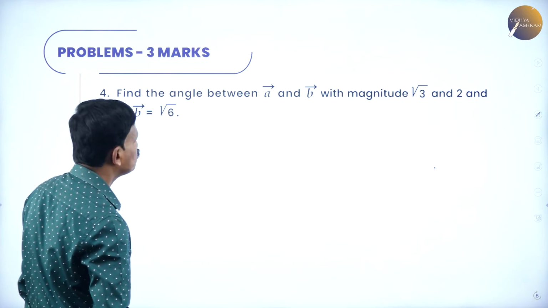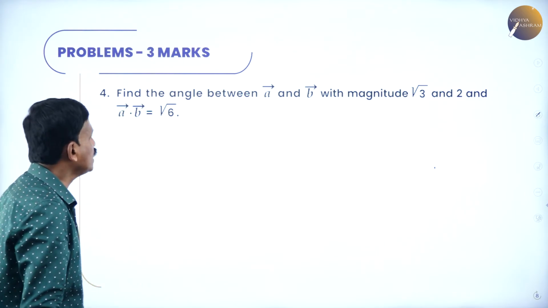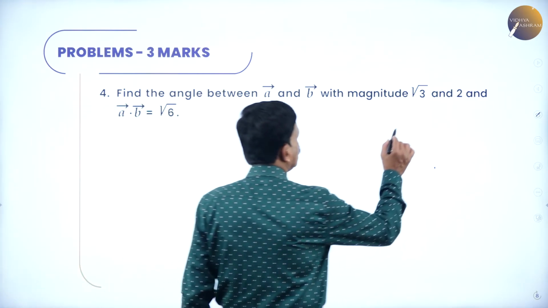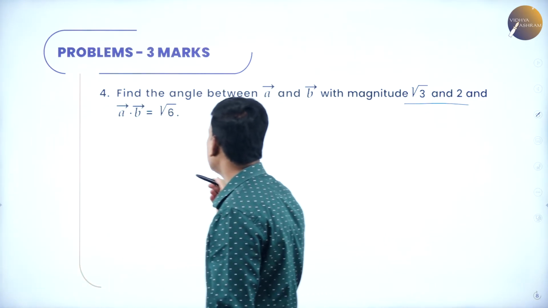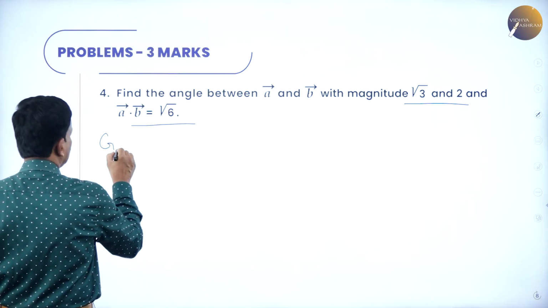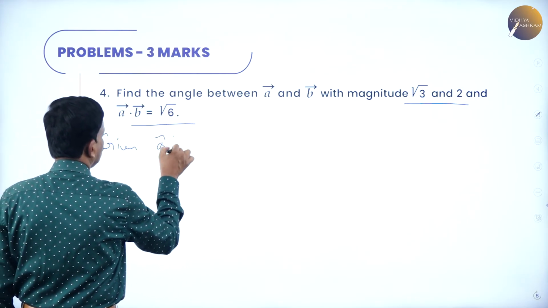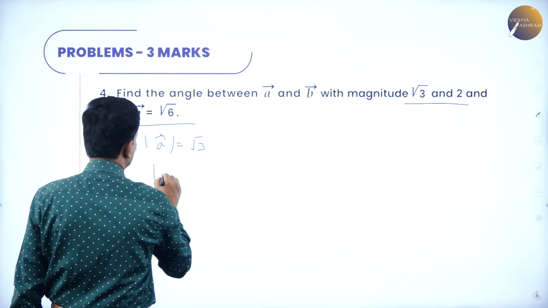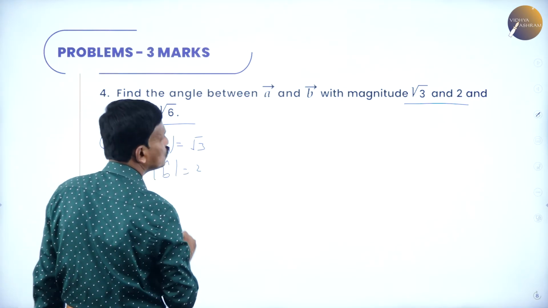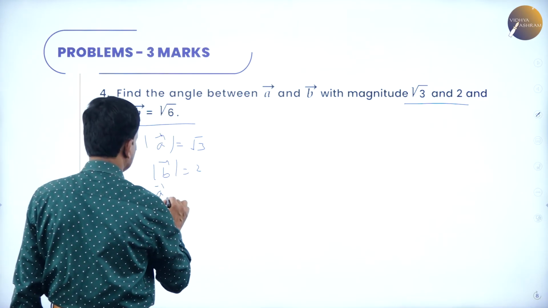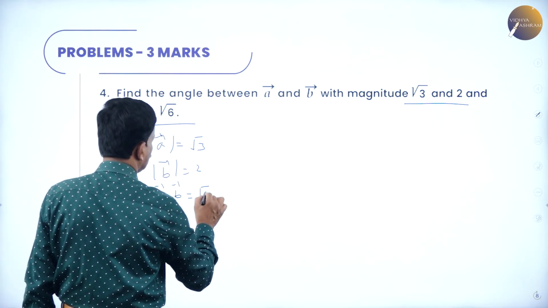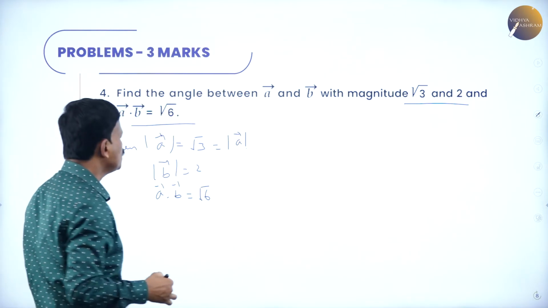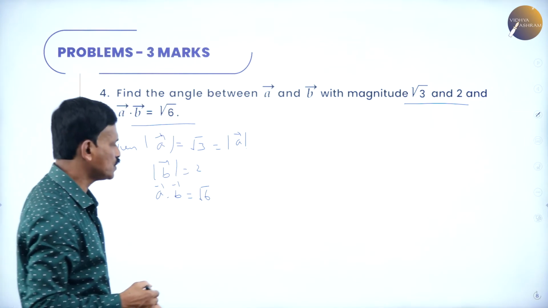What is the next problem? Find the angle between the vectors A and B with magnitudes root 3 and 2 and A dot B equal to root 6. Just like the previous problem. What is given? The magnitude, that is the length of A, is root 3, and similarly the length of B is 2, and the dot product A dot B is equal to root 6.